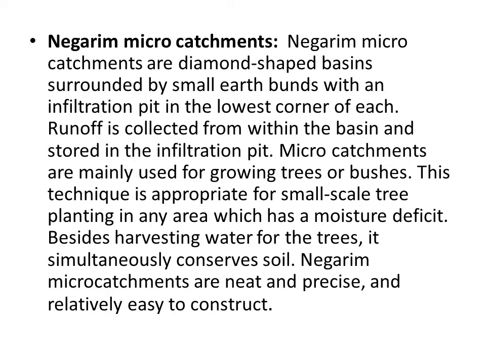Microcatchments are mainly used for growing trees and bushes. This technique is appropriate for small scale tree planting in any area which has a moisture deficit. So this method is used for growing trees. Besides harvesting water for the trees, it simultaneously conserves the soil. So it reduces erosion also, hence it conserves the soil. Negarim microcatchments are neat and precise and relatively easy to construct.